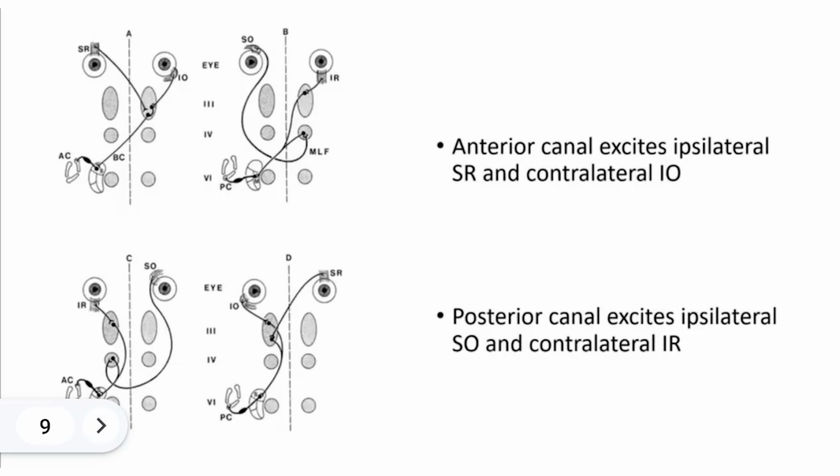In this slide, I want to highlight what happens to the ocular muscles with stimulation of the semicircular canal. The stimulation of the anterior semicircular canal excites the ipsilateral superior rectus and contralateral inferior oblique. This causes movement of the eyeball to the opposite side and in the upward direction. And what happens if the posterior semicircular canal of one ear is stimulated? It excites the ipsilateral superior oblique and the contralateral inferior rectus. This causes movement of the eyeball to the opposite side in the downward direction.